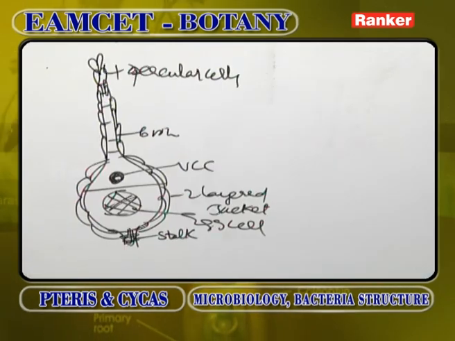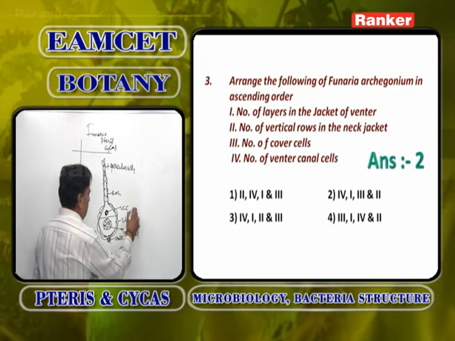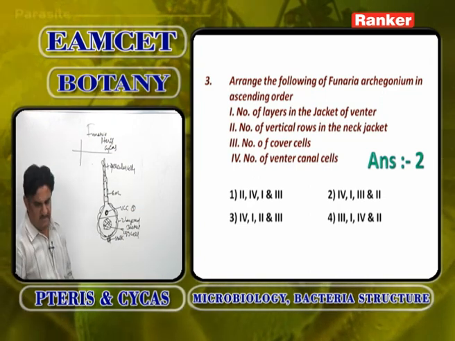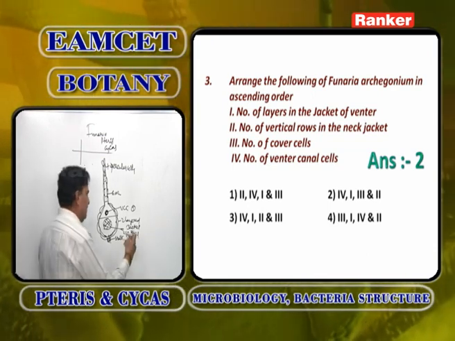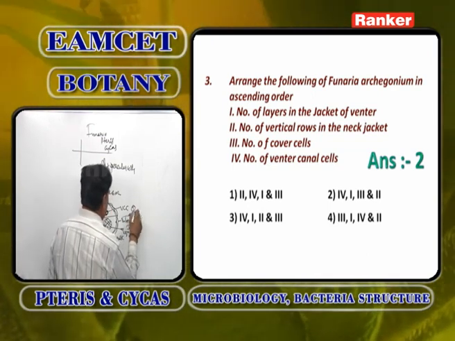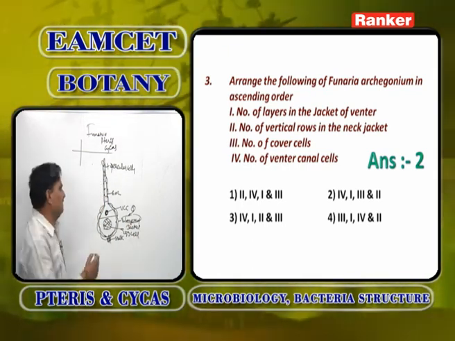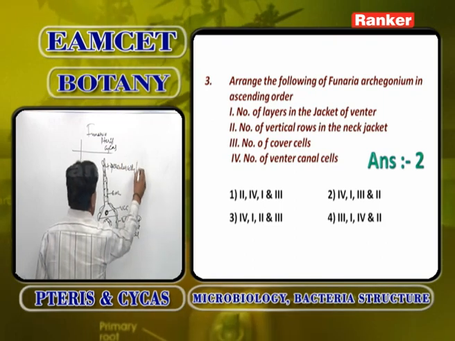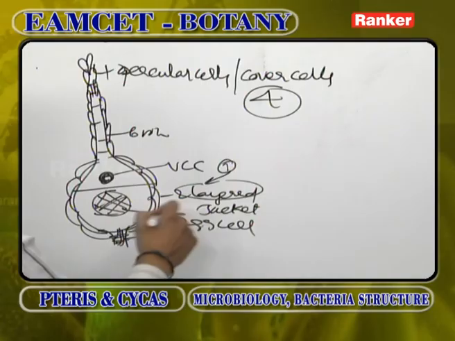So here the answer is 2. First comes number of venter canal cells. Number of venter canal cell is only 1. Then comes number of layers in the jacket of venter, which is a 2-layered jacket. So 1 and 2. Then number of cover cells. Cover cells or opercular cells will be 4. So 1, 2, 4.